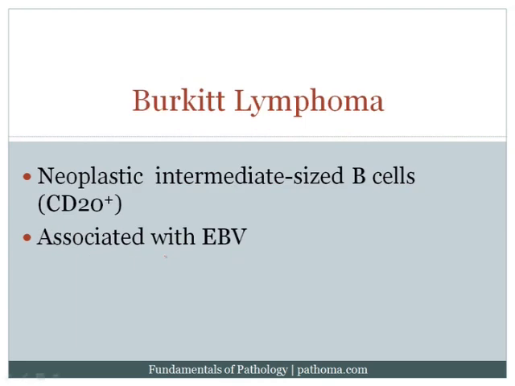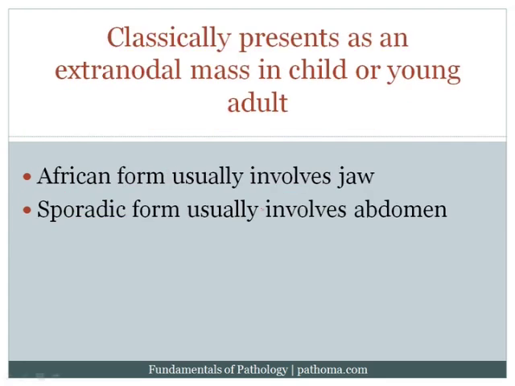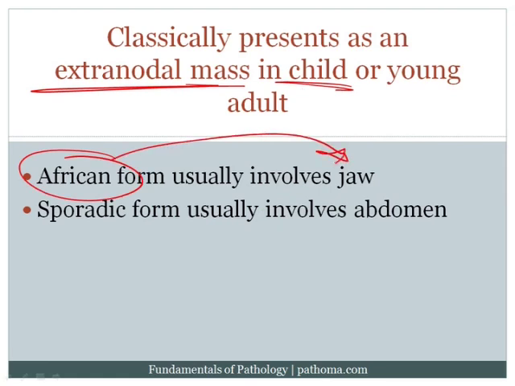Now that concludes our discussion of the small B-cell lymphomas that mimic normal structure of the lymph node. And so we're going to move now to a tumor in which we have intermediate-sized B cells. Of course, they're CD20 positive because they're B cells, and this is called Burkitt lymphoma. So Burkitt lymphoma, intermediate-sized B cells that are CD20 positive. There is an association with EBV. Classically, this tumor presents as an extranodal mass in a child or young adult. There are two forms. It's the African form, which produces a jaw mass, and there's a sporadic form, which involves the abdomen.